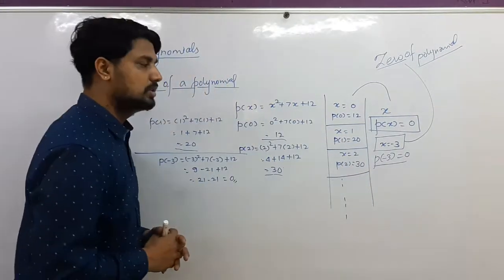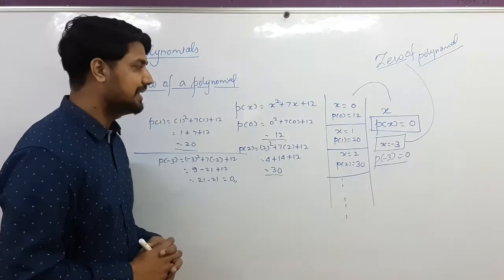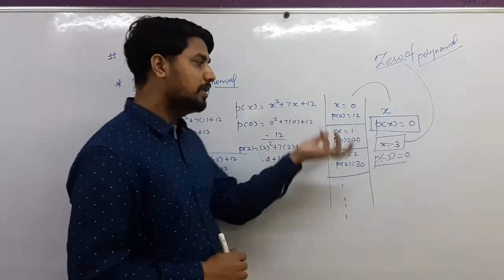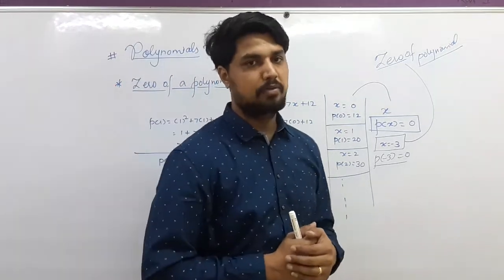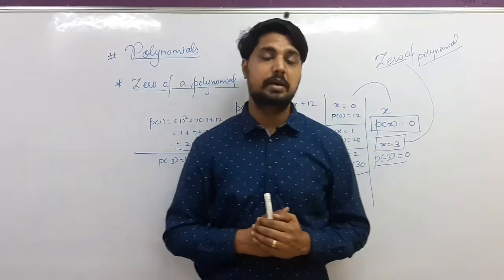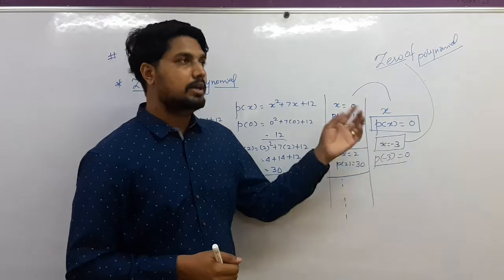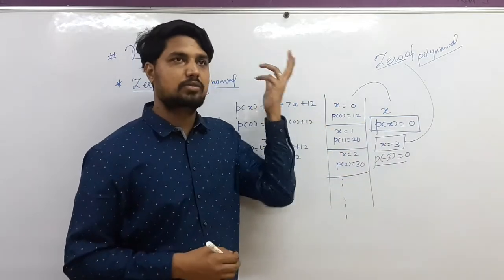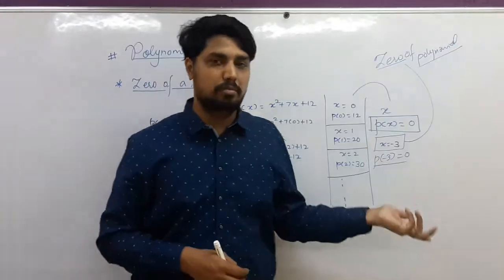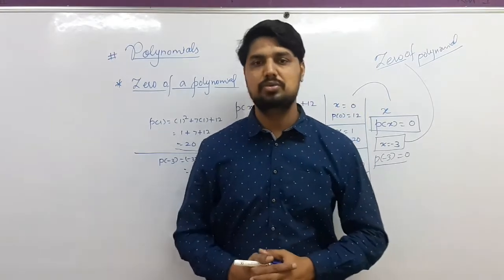Now many of the students may get a doubt: sir, how many such values would be there for which the value of the polynomial will become 0? For x is equal to minus 3 it is there. There are infinite values of x, so out of that infinite, some other value may also give answer equal to 0.